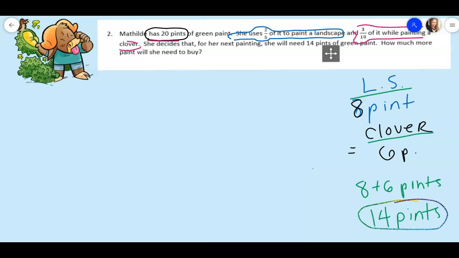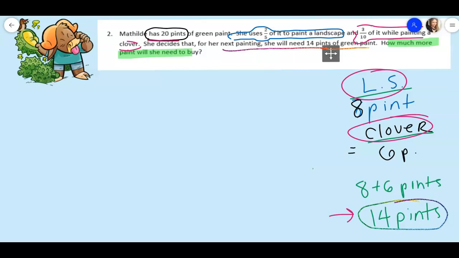into my story problem and continue reading, it says that she decides that for her next painting she's going to need 14 pints of green paint. The question is asking me, how much more paint will she need to buy? Well, she's getting ready to do another painting, and she had 20, but she used 14 on the landscape and the clover, so she doesn't have enough anymore.